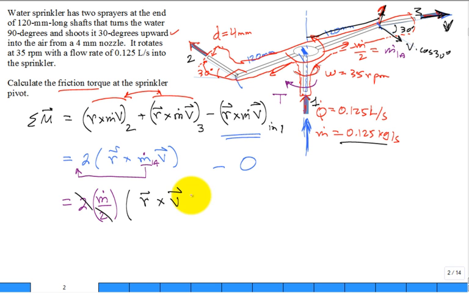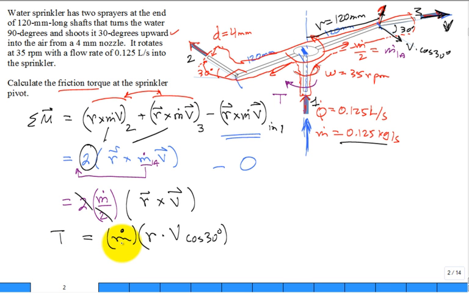So when we do that r cross v, isn't that simply the perpendicular distance? Let me put it as just r. R equal to 120 millimeters times v, which is going to be the external exit velocity off of each tip, times the cosine of 30 degrees. This is the torque. I'm sorry? That's state 1. Let's take a look looking down at that term. It's going like this, right?